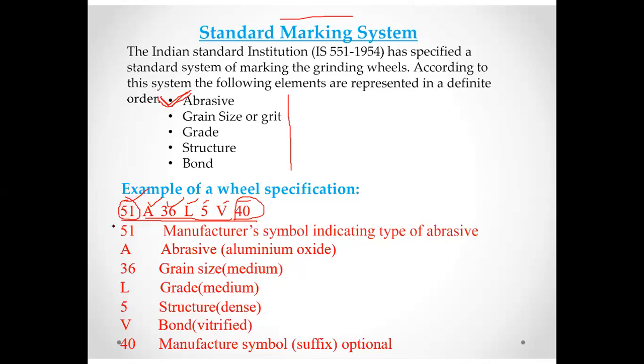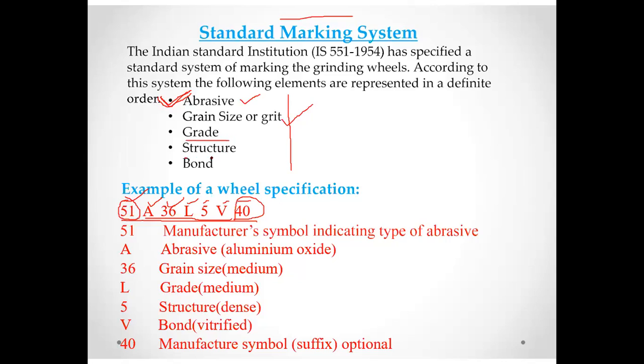After the manufacturer specification, the first thing is the type of abrasive, then grain size, or nothing but grit. Grain size means what is the size of the abrasive grains, very small or very big? Very small means the finishing is good, but the material removal rate is less. So grain size, and the third one is the grade. Grade is nothing but how hard or how strong your grinding wheel is. That is represented by grade.